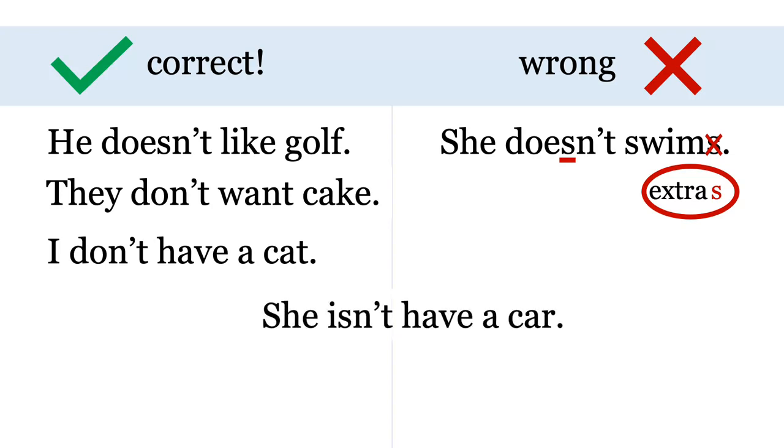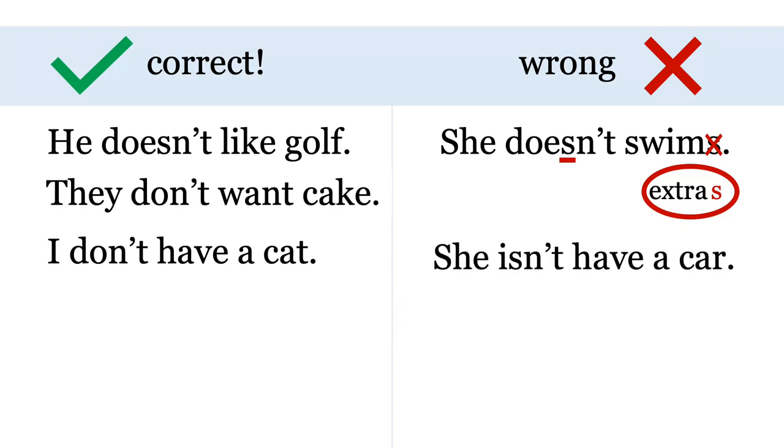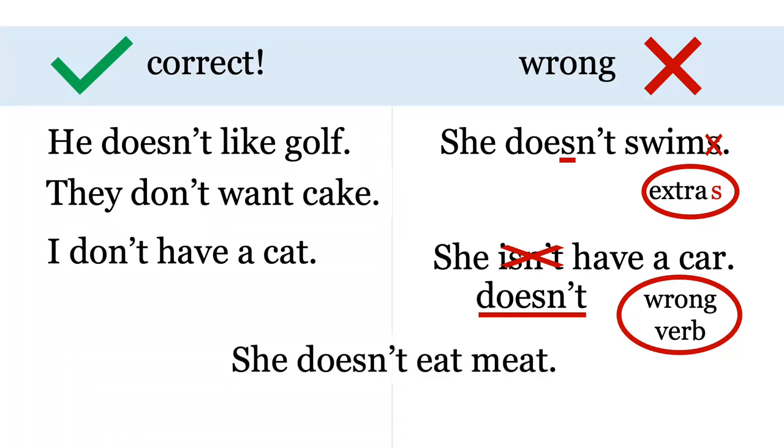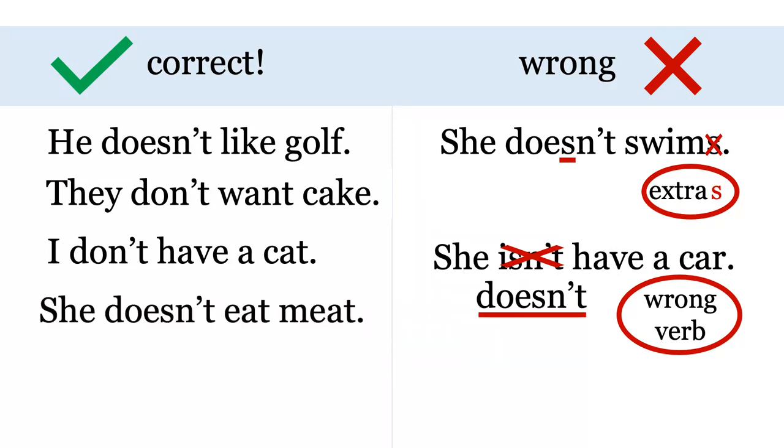She isn't have a car. This is incorrect. This is the wrong verb. We need doesn't. She doesn't have a car. Isn't is the be verb, and we don't put it with the verb have. She doesn't have a car. She doesn't eat meat. Yes, that is correct. Okay?